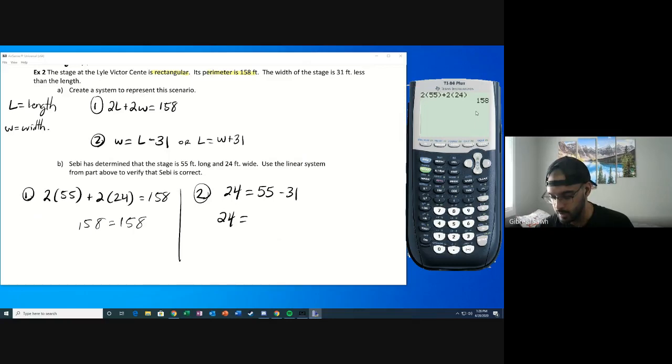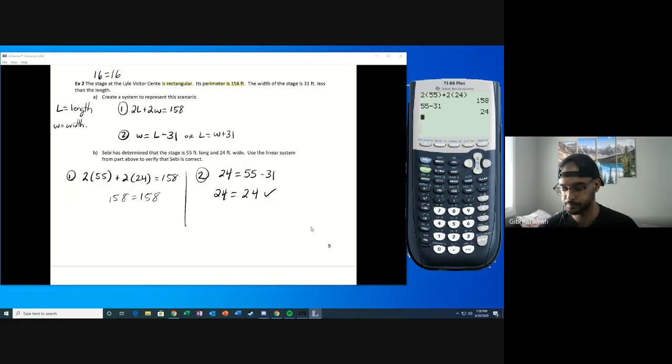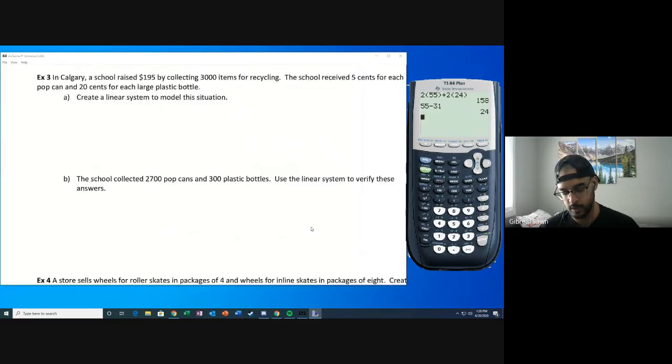Okay. And it looks like we're good. That part checks out also. If you're not sure in your math, just use that calculator, totally fine. I still get my 24. So it does work in both equations. We know we're right. Okay, let's flip it over.